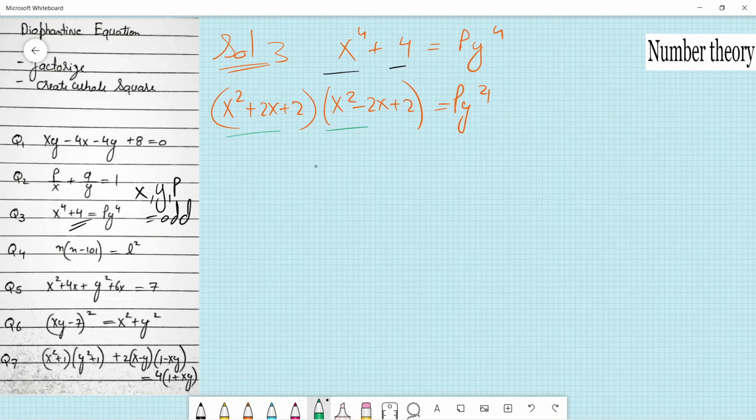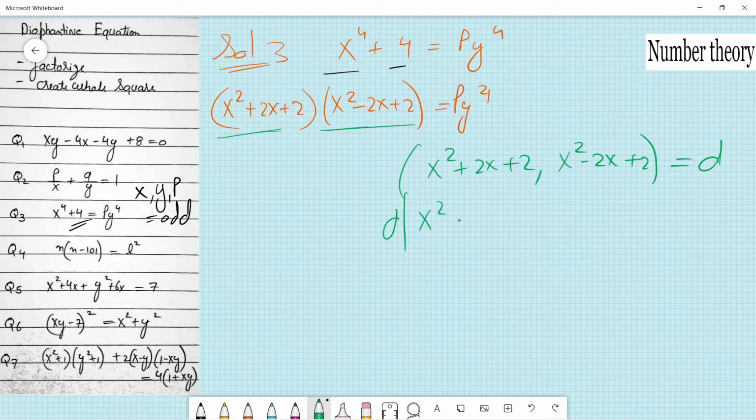Now we try to find what their GCD is, and let's see how we can do that. Say its GCD is D. It can be anything. For the moment we are saying it's D. Let's see what properties D will have then. Since D is their GCD, D will divide x^2 + 2x + 2, and D will also divide x^2 - 2x + 2.